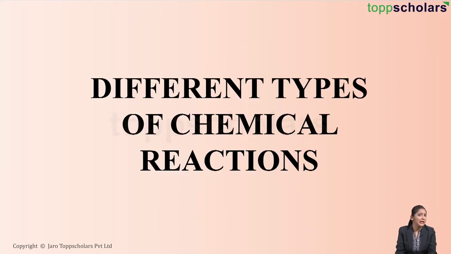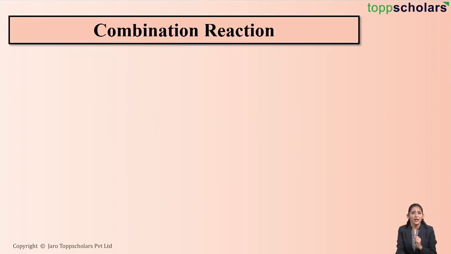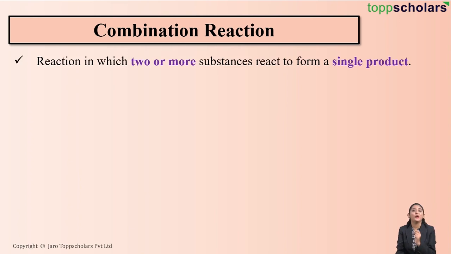We know that in a chemical reaction, a substance gets converted into a new product, that is a new substance. Today we are going to discuss the different types of chemical reactions. Now friends, combination reaction, the name itself tells you what is going to happen in this reaction. Combination, something is going to combine, right? So a combination reaction is a reaction in which two or more substances react to form a single product.